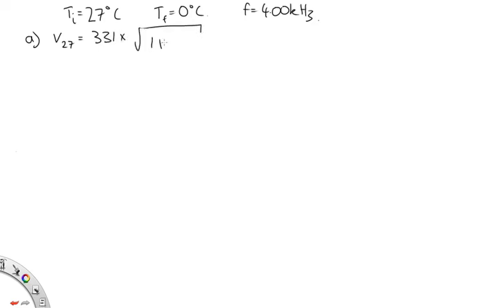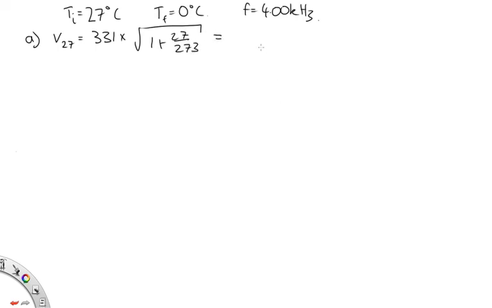Okay, so the initial temperature was 27 degrees C, and the final temperature is equal to 0 degrees C, and we have the frequency is equal to 4.00 kilohertz. And part A asked us for the velocity. Well, the velocity at 27 degrees is equal to 331 times the square root of 1 plus 27 over 273.